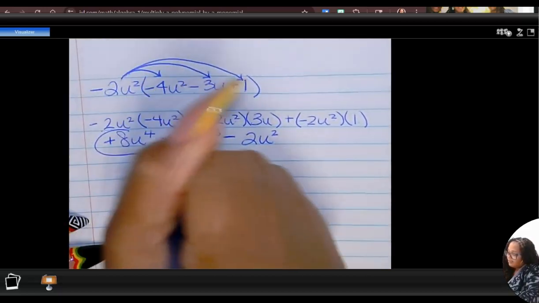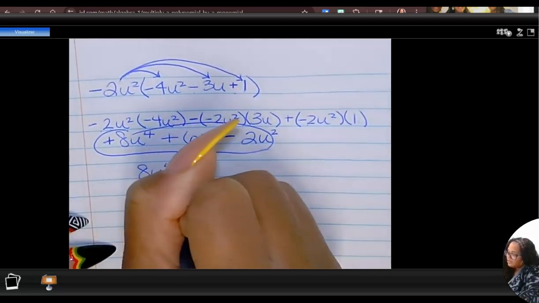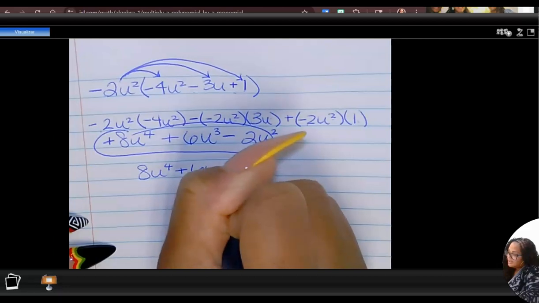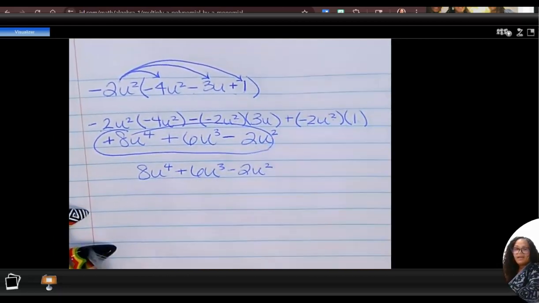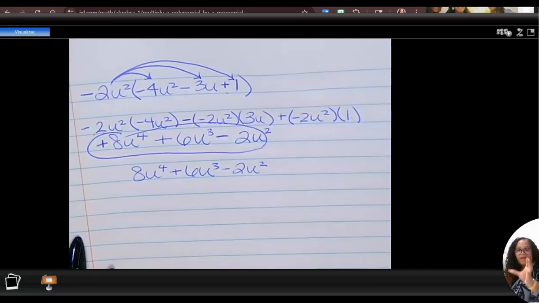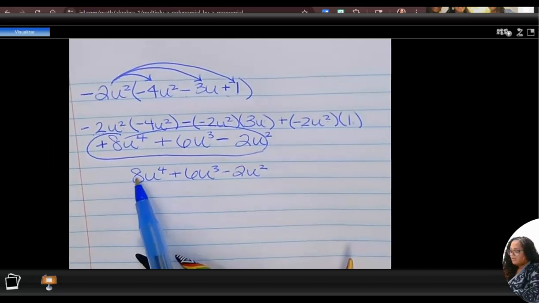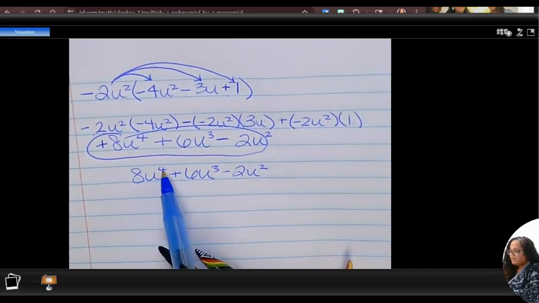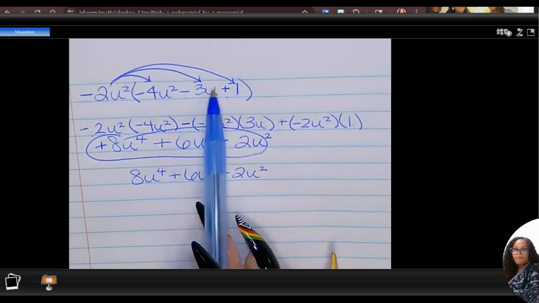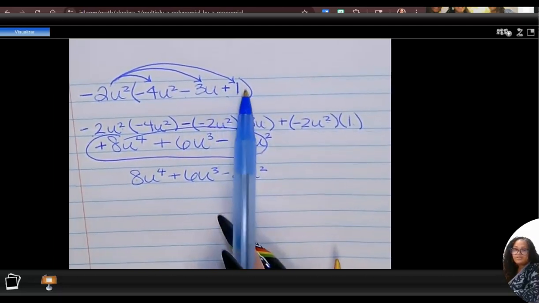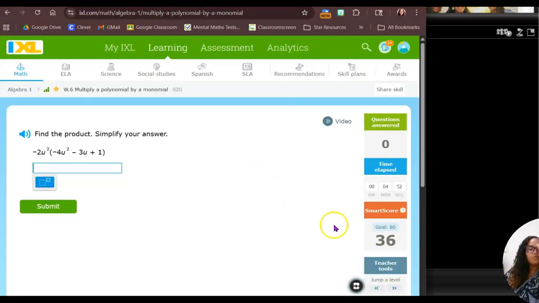So then this is my final answer, but I can't type in that positive. So it's 8u to the 4th power plus 6u cubed minus 2u squared. Everybody's u to the 2nd power is now embedded in there, and there's 2 of them. Okay, I've got u to the 2nd power in there. I started with u to the 2nd. 2 plus 2 is 4. 1 plus 2 is 3. 0 plus 2 is 2. Let's do one more.